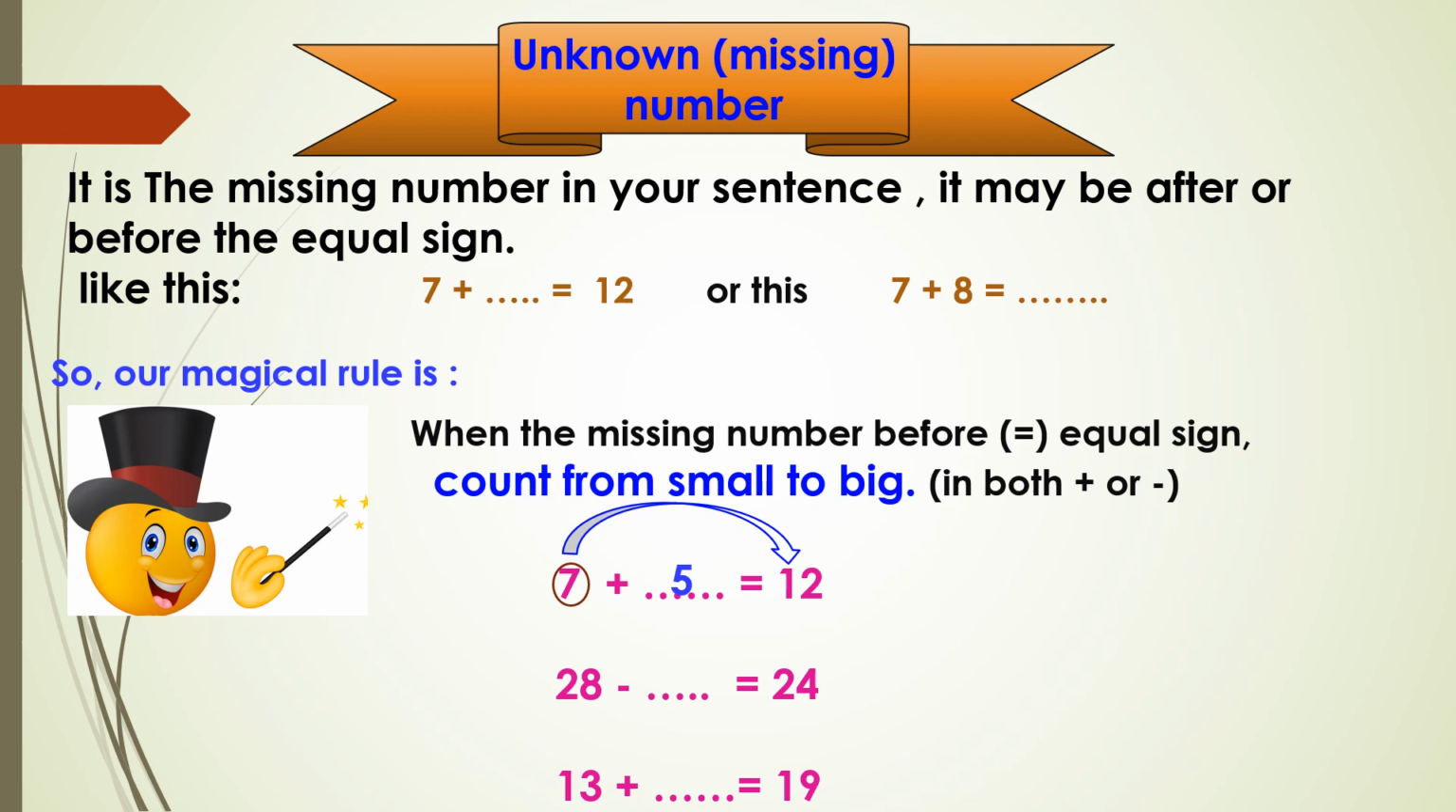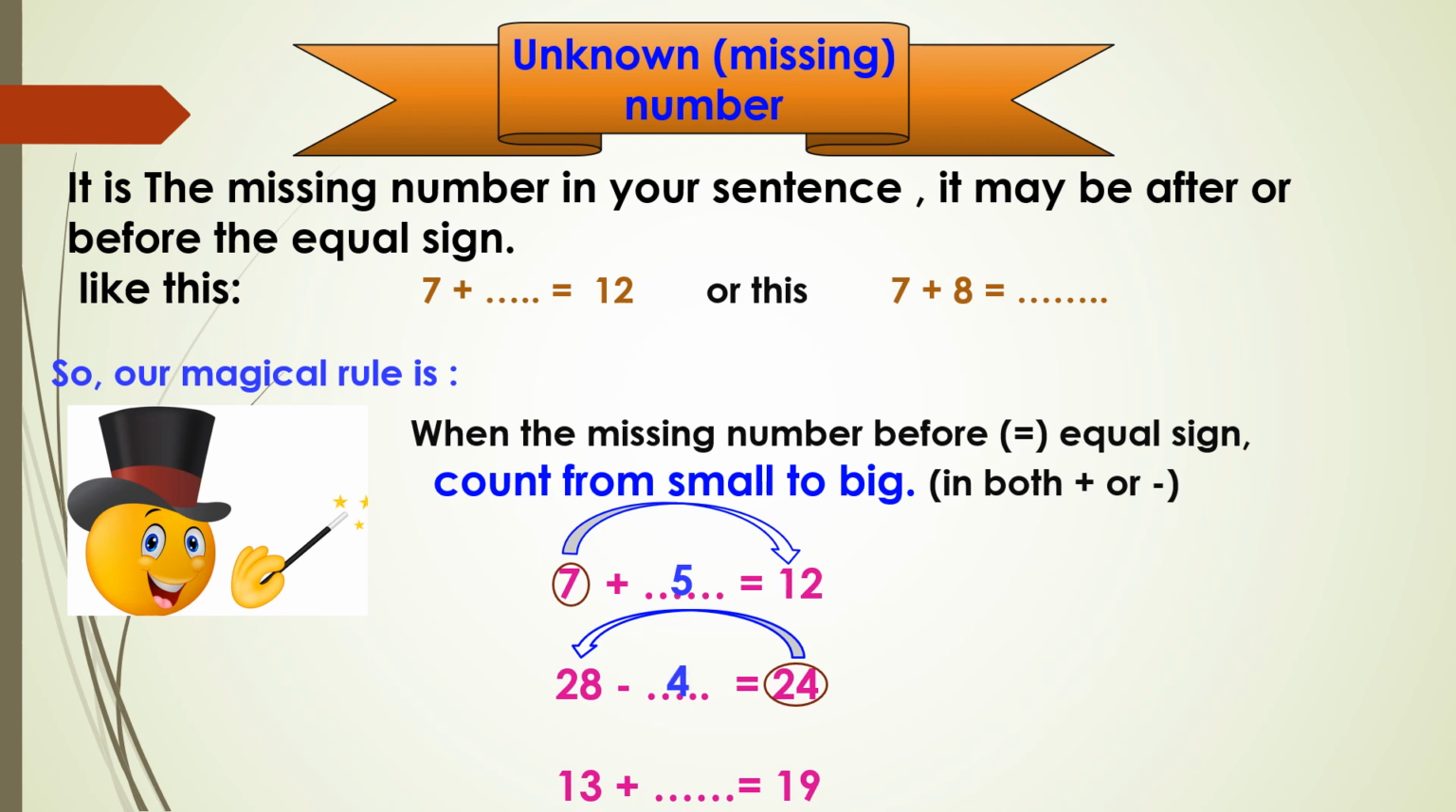Okay? The next one, 28 minus what equals 24? We said we count from small to big. Small number here is what? 24. So we will count from 24 to 28. Okay? All of you count with me. After 24, 25, 26, 27, 28. How many fingers do we have? 4. So we will write 4.